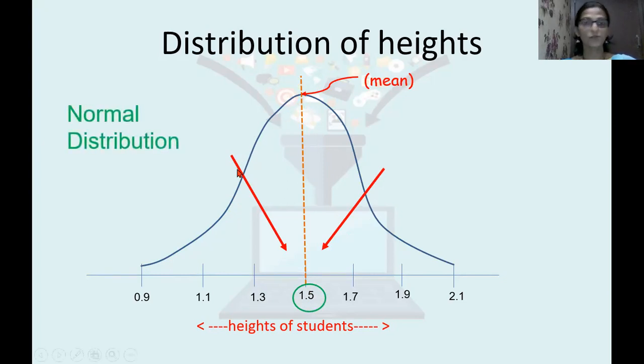If a graph or distribution is the same on the left side and the right side of the central point or mean, we call it a normal distribution. But for any data set you take, will the distribution always be like this? Will the distribution always be normal? Let us see that. Now one more thing, for the normal distribution, mean, mode and median are always at the same point.